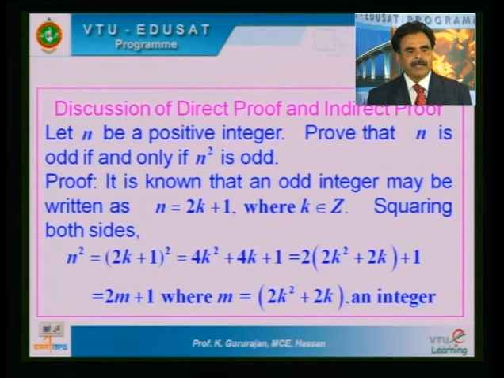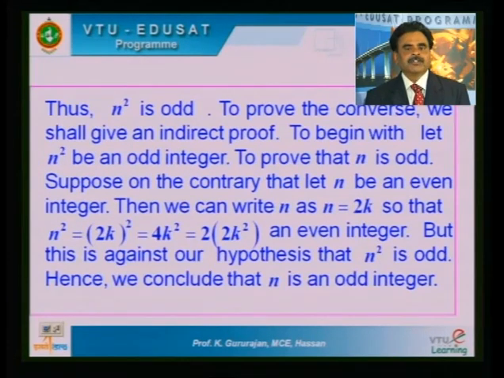What do you mean by indirect proof? If possible, I want to show that n is odd. You start with the assumption that n is not odd, and try to come out with a contradiction. The same thing will be discussed. So what we do, suppose on the contrary, let us assume that n is not odd.